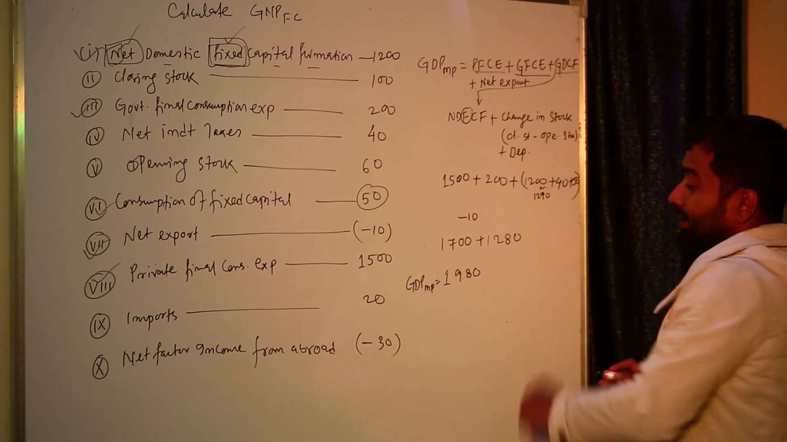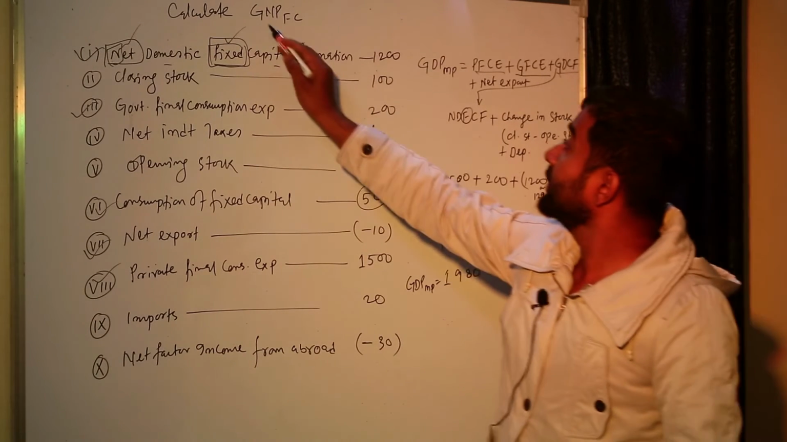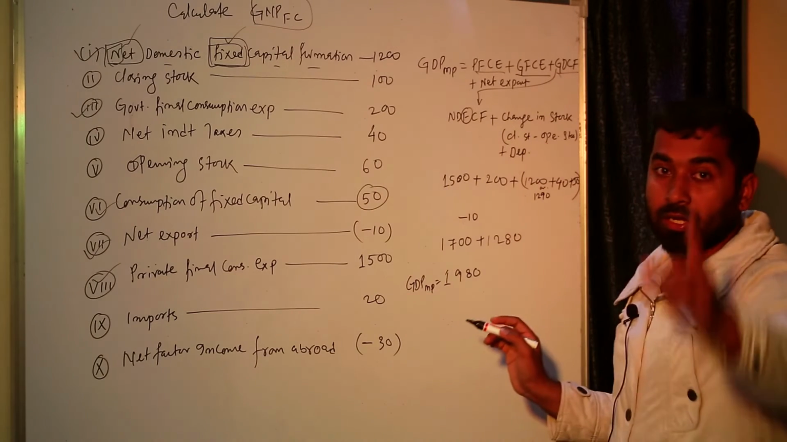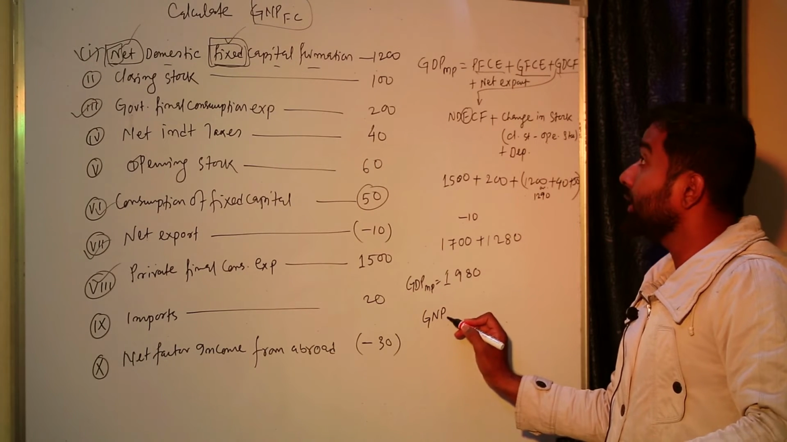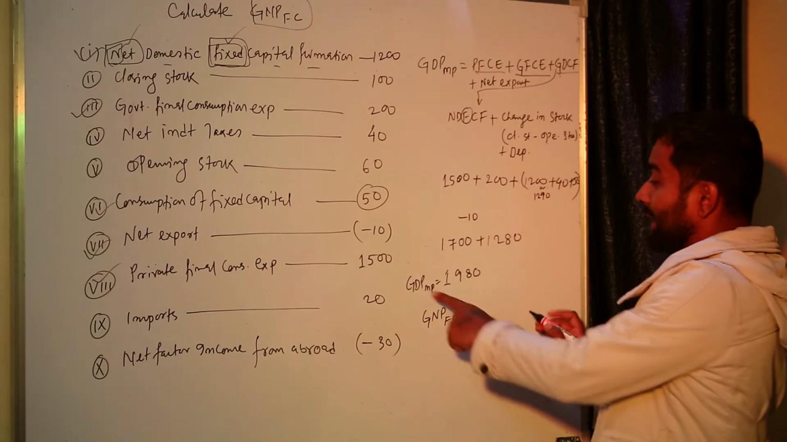Now GDPMP is 1980, but I need what? GNPFC. Now convert by using this. Now GNPFC equals, I am having what?